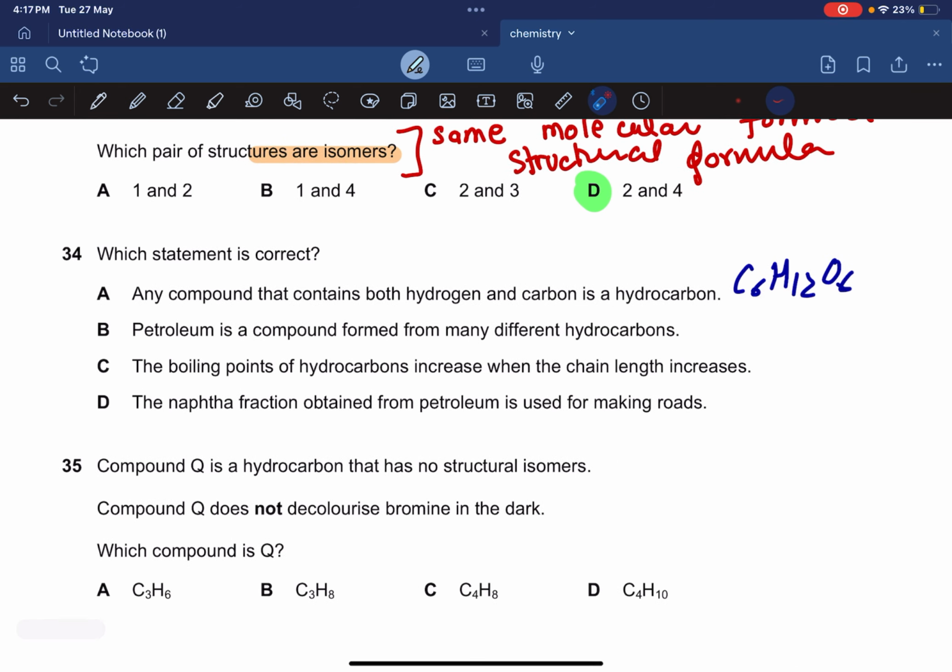Petroleum is a compound formed from many different hydrocarbons. Is it a compound? Do you guys really think that petroleum is a compound? I don't. It's a mixture. It's a mixture of different compounds.